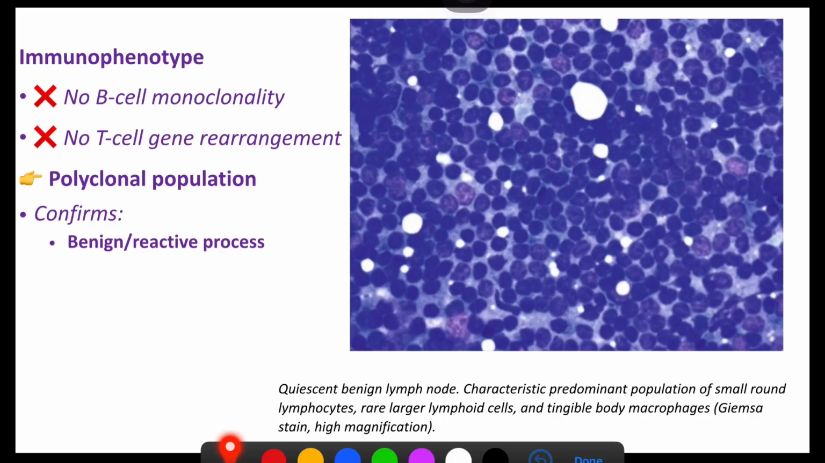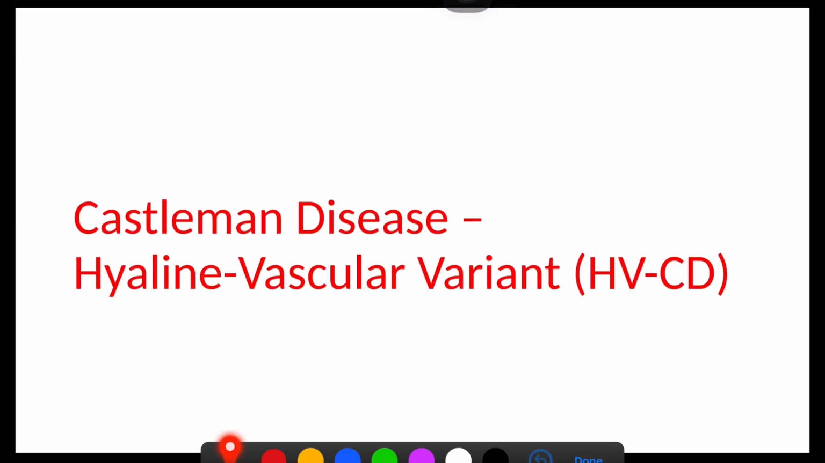Immunophenotypically, there is no monoclonality of B cells, no T-cell gene rearrangement, and a polyclonal population is seen. So, it confirms a benign reactive process. Here the smear shows predominantly small round lymphocytes, and some cells show larger lymphoid cells, and if you find tingible body macrophages, then it suggests this reactive process.